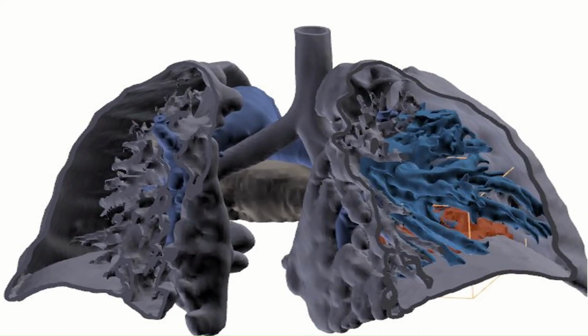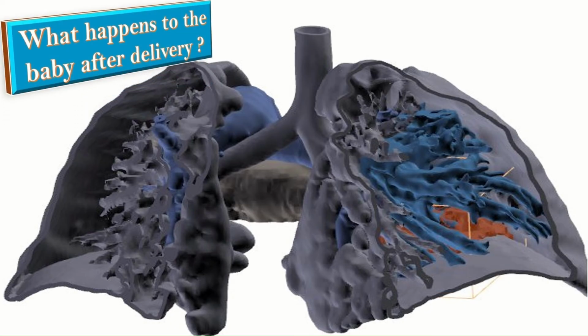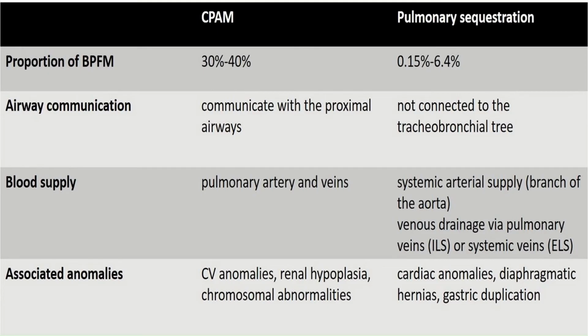What happens to the baby after delivery? This depends upon whether the baby has breathing difficulties or not. Babies with breathing difficulties are admitted to neonatal units to help them with the breathing, and sometimes surgery is performed. Now, the proportion of bronchopulmonary foregut malformation in CPAM is 30 to 40%, while it is 0.15 to 6.4% in case of pulmonary sequestration.